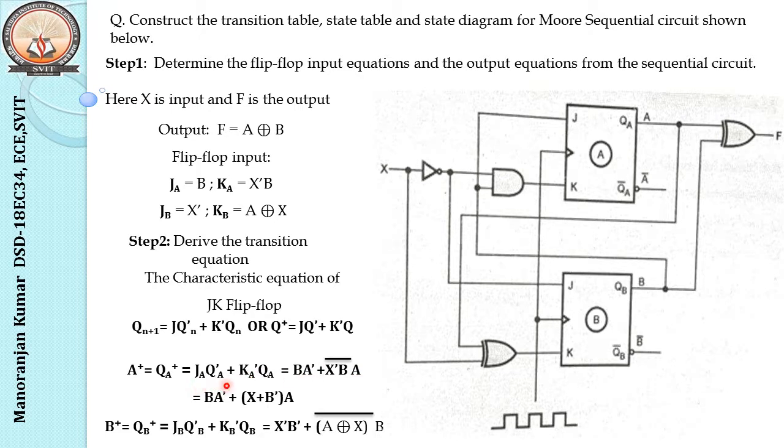So you can say it is JA QA bar plus KA bar QA. The JA value we have is B, and QA can be written as A. So I have written A bar, plus the KA value is X bar B, so we have to find K bar, that is X bar B to the whole bar into QA. QA is A. So we will simplify this using De Morgan's. I'll get B A bar plus X plus B bar. Using De Morgan's, (AB) bar is equal to A bar plus B bar, so I'll get this into A. In the same manner, here also if we substitute the JB and KB values, we'll get this expression.